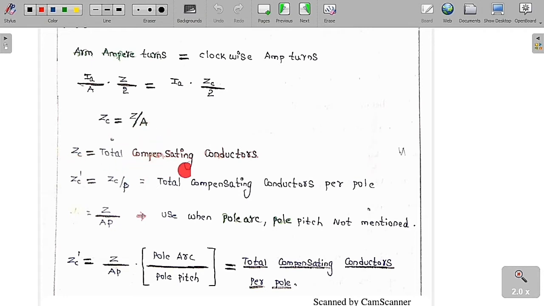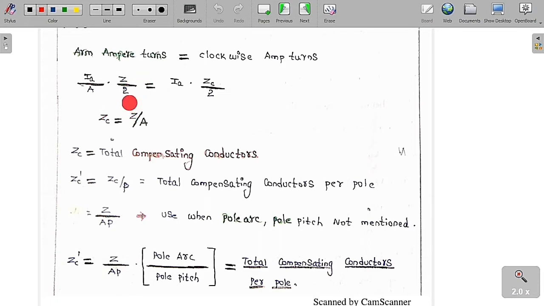Zc is called the total compensating conductors, and Zc dash is equal to Zc by P, the total compensating conductors per pole. Z by A into P is used when pole arc and pole pitch are not mentioned, whereas Z by AP into pole arc by pole pitch is used whenever the pole arc and pole pitch are mentioned, which gives total compensating conductors per pole.